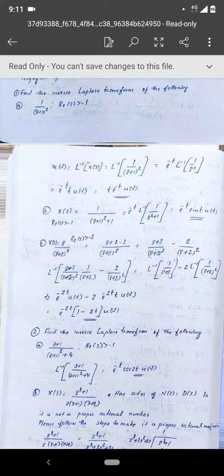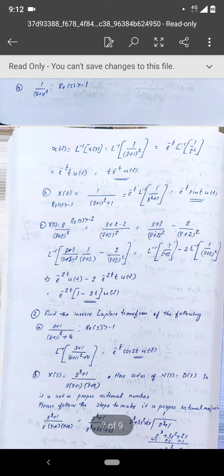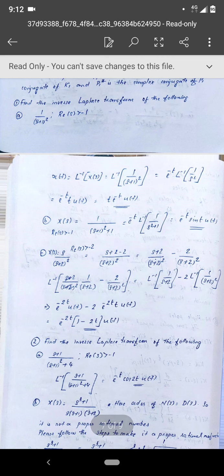When we found the Laplace transform of many signals, we wrote the Laplace transform as well as the region of convergence. So region of convergence is very important. That should be accompanied with the Laplace transform, without which you cannot find the inverse Laplace transform. So even in the university question, if you don't find the region of convergence along with X of s, then you cannot solve the problem. That's very simple. So here the real part of s is given as greater than minus 1.